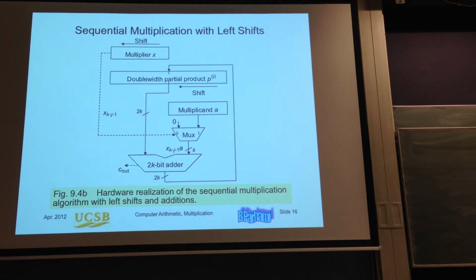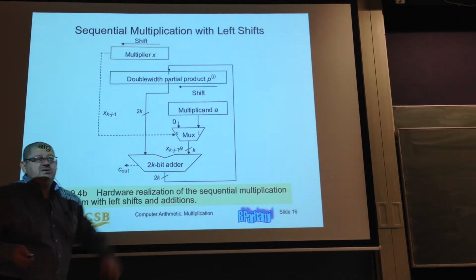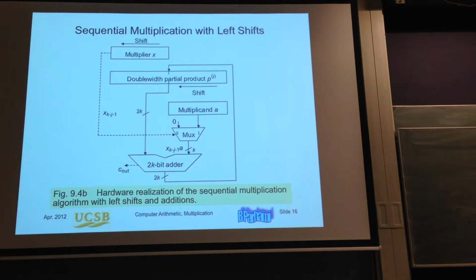Now, if I do it the other way around, then I am processing X from the most significant bit. The principle is the same, and the difference is that I will now need a 2k-bit adder. Then from the hardware point of view, this is not a good solution. I should drop it.